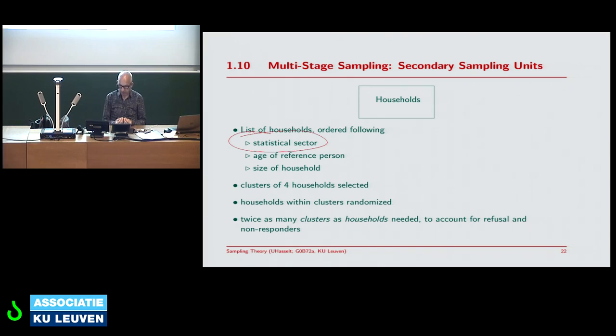The one problem is that the 1970s is a long time ago, and there has been a lot of evolution. Some statistical sectors have gotten much bigger, some have gotten smaller, a few have been abandoned, for example, but still it is the best we can do. So what you do is you list a household on a list according to statistical sector. Yeah, but there are 2 other considerations. We want to also take the age of the reference person into account.